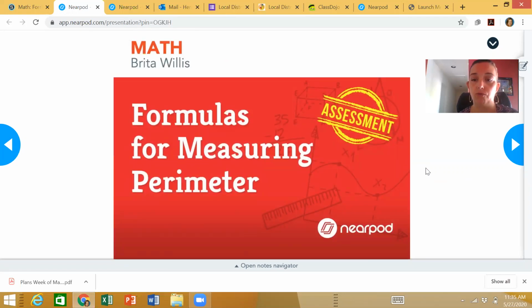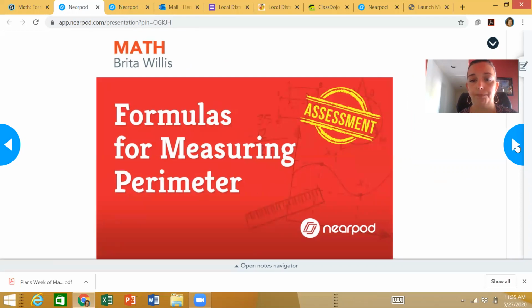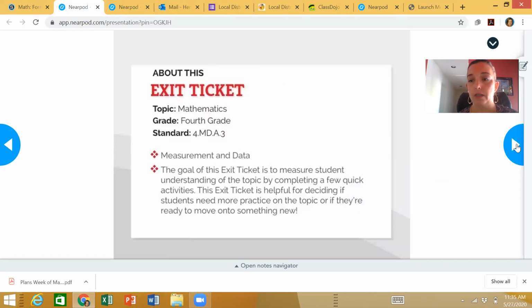In order to go forward, you're always going to be clicking this right arrow. And if you ever want to go back, you can click on the left arrow at this side. I'm going to click the front arrow to go forward. This just gives you some information. It says about this exit ticket, topic, mathematics 4th grade. It gives us the standard. It's a measurement and data standard. It says the goal of this exit ticket is to measure student understanding of the topic by completing a few quick activities. This exit ticket is helpful for deciding if students need more practice on the topic or if they're ready to move on to something new.